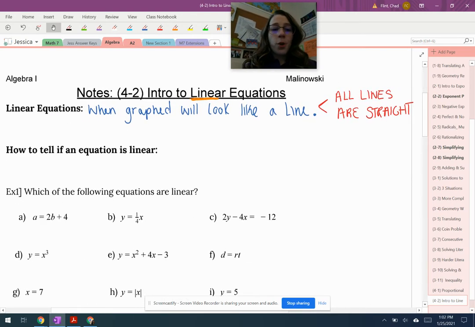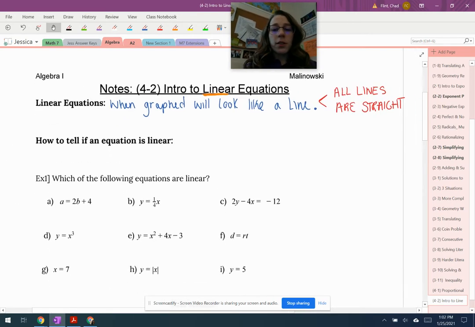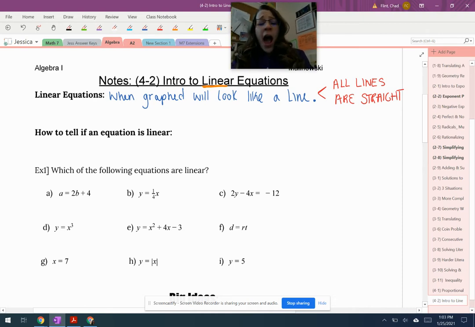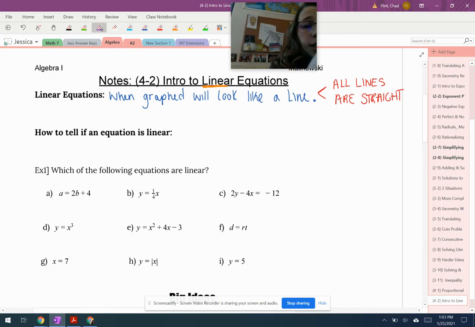Okay, so this first part of this lesson is looking at how to determine if an equation is linear just by looking at it. Obviously, we don't know how to graph all of these things yet. Maybe you remember how to do some of them, but chances are you don't, which means there's got to be a way we can determine if these equations are linear or not just by looking at them. And there is. So how to tell if an equation is linear?